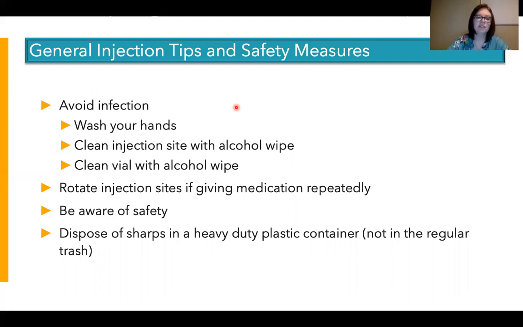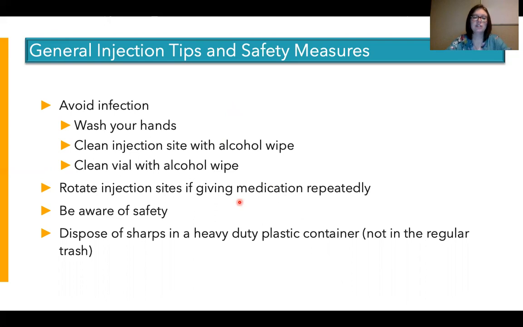And then trying to rotate injection sites if we're giving that medication repeatedly. So if it's something like insulin, we could give it on the left side of the abdomen one day, and then on the next day we'll go to the right side, and then another day maybe we'll go on a different part of the left side of the abdomen. So just trying to rotate where we're giving those injections. And then being aware of safety.